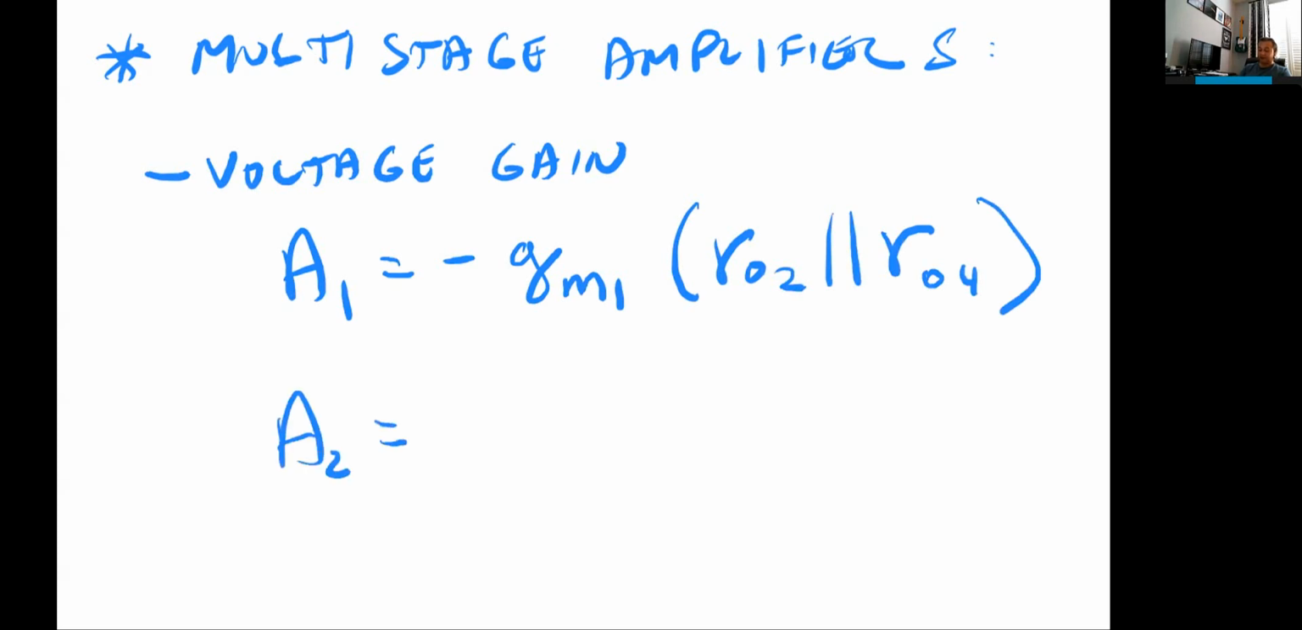So the gain for stage 1 is going to be the transconductance of transistor 1 times the output resistance of transistor 2 in parallel with the output resistance of transistor 4. So that's going to be a differential input pair loaded by a current mirror. So the numbers in the subscripts refer to the actual transistor numbers in the circuit that I'm going to show you next. So keep that in mind.